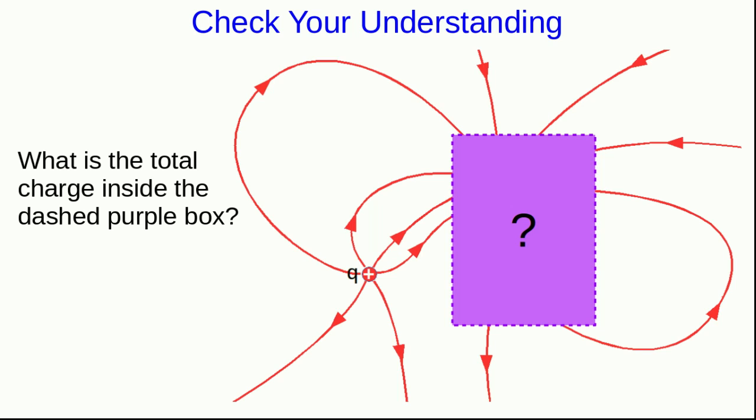You have all the information you need in this diagram, along with the rules we've just learned about numbers of field lines passing through a surface, to figure out what the total charge is inside the dashed purple box. This positive charge here has a total charge of Q. And so whatever's in here is going to be some multiple of Q. You just need to figure out what multiple.